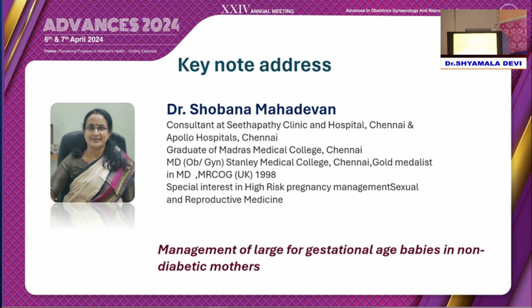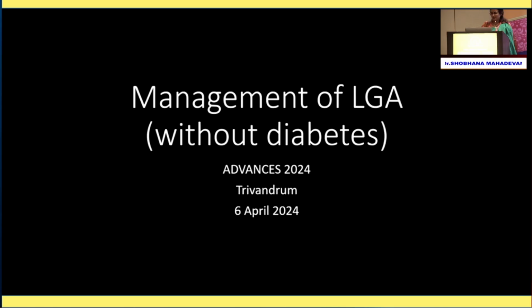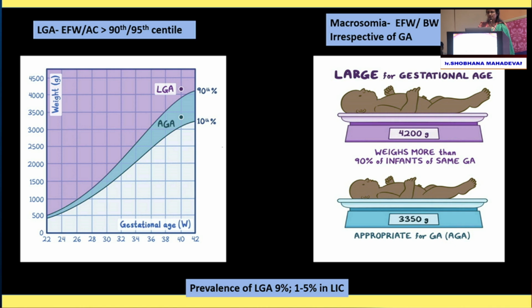For large for gestational age babies in non-diabetic mothers. So I come again to talk about management of large for gestational age in the absence of diabetes. First, about the definition, a large for gestational age fetus is defined as one whose estimated fetal weight or abdominal circumference is above the 90th, according to some definitions, and 95th according to others, centile. So NICE guidance usually talks about a 95th centile.